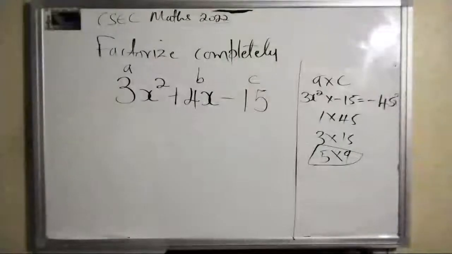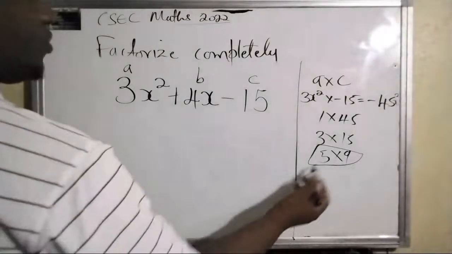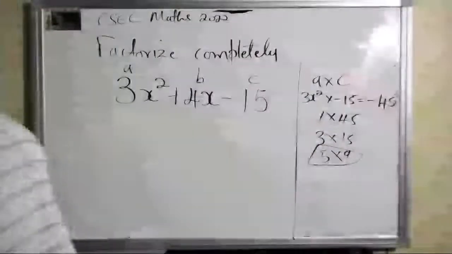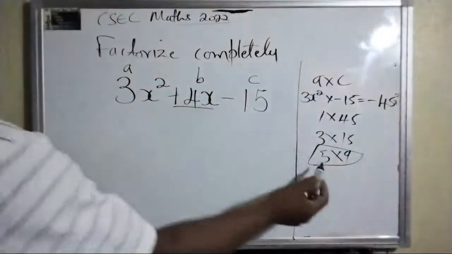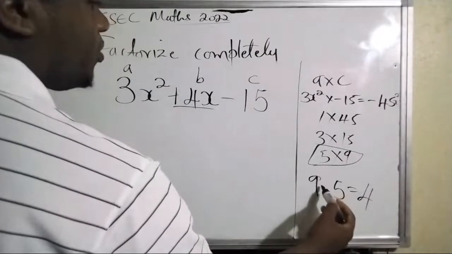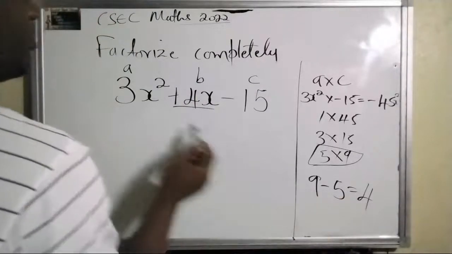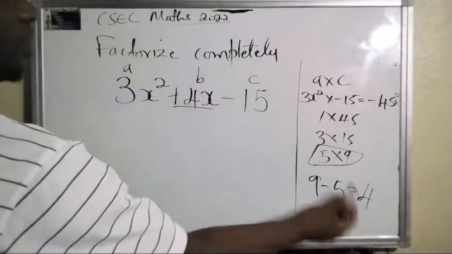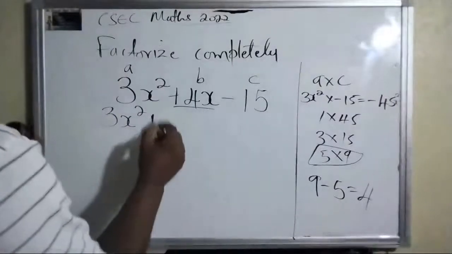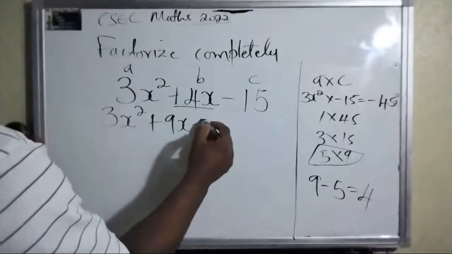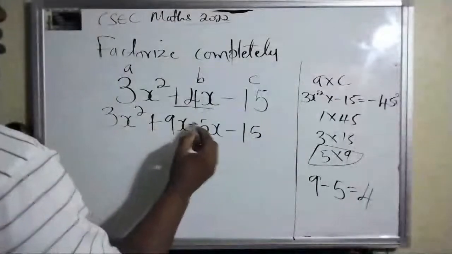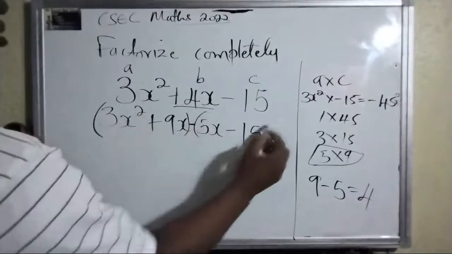What we're searching for is 2 factors that can give us positive 4x, and when you multiply them, it gives us 45. So how can we use 9 and 5 to give us 4? Correct, we subtract. Very important, it's a positive 4x, so we must get a positive 4, and this is indeed correct. So what we do now is replace this 4x with 9x minus 5x. Then we can factorize completely.